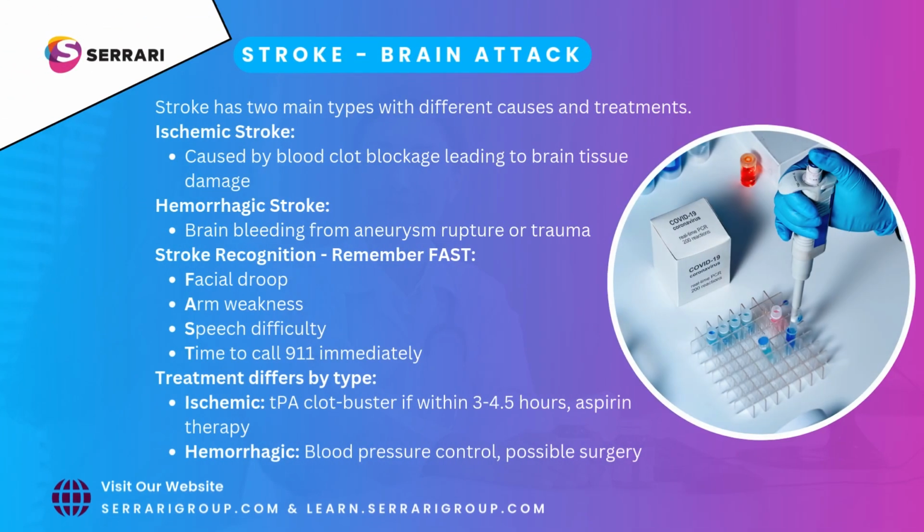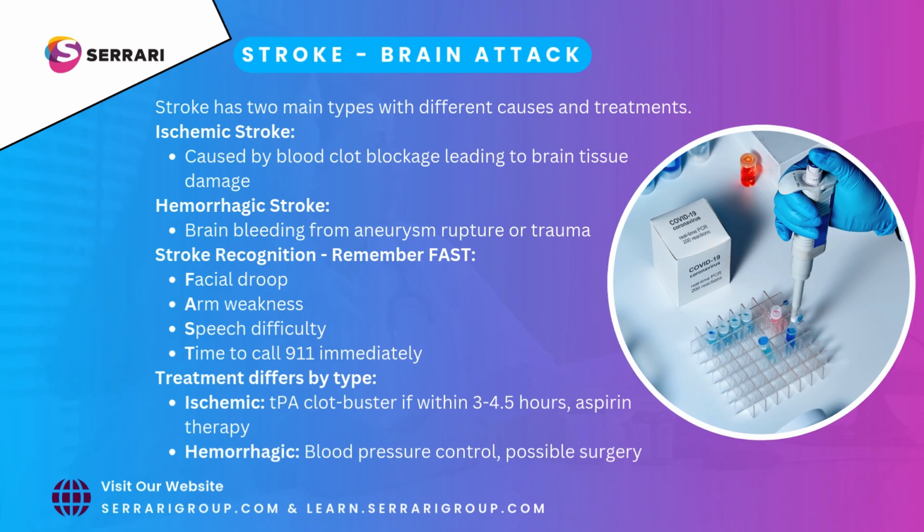Stroke, brain attack. Stroke has two main types with different causes and treatments. Ischemic stroke, caused by blood clot blockage leading to brain tissue damage. Hemorrhagic stroke, brain bleeding from aneurysm rupture or trauma. Stroke recognition, remember FAST: facial droop, arm weakness, speech difficulty, time to call 911 immediately.